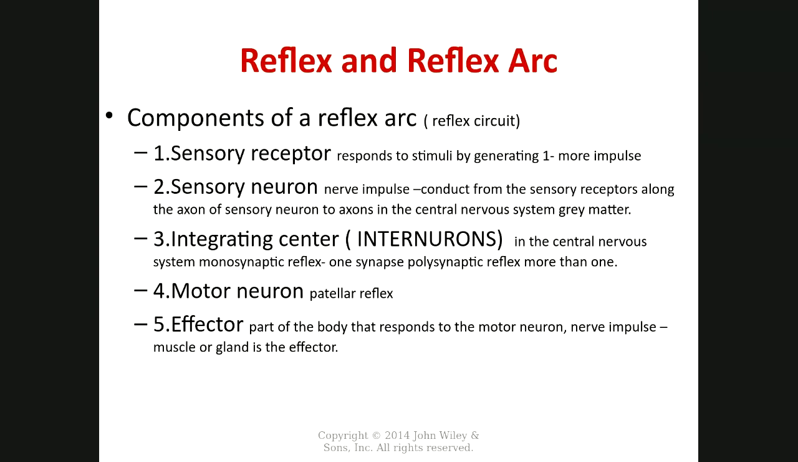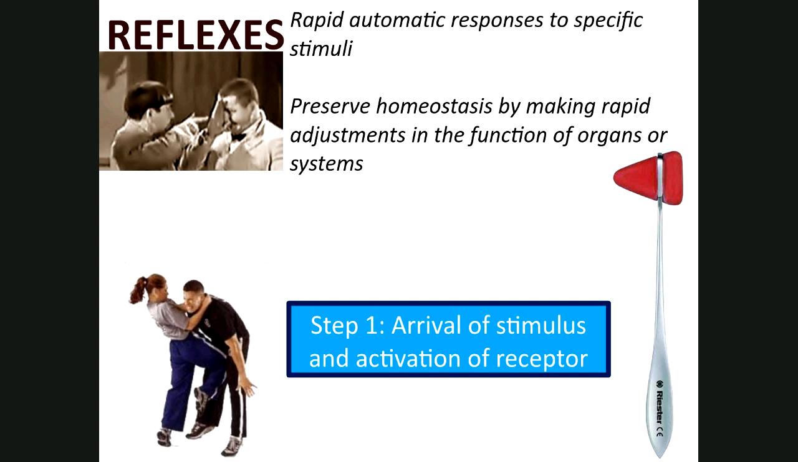So reflexes contain several components, which include a sensory receptor, which responds to a stimulus, and a sensory neuron, which is bringing this information into the central nervous system. It goes into the integrating center, or the interneuron, which is sending this information to the brain. And then the response is a motor neuron, and the effector is the part that receives the response, whether it be a muscle or gland as the effector. So let's look at these in greater detail.